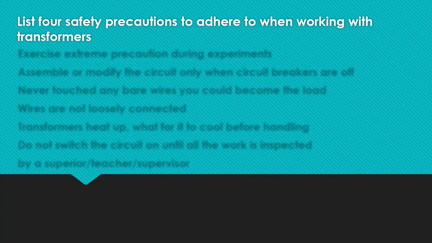List 4 safety precautions to adhere to when working with transformers. Exercise extreme precaution during experiments. Assemble or modify the circuits only when the circuit breakers are off. Never touch any of the bare wires, you could become the load. Wires are not loosely connected. Transformers heat up. Wait for it to cool before handling. Do not switch the circuit on until all the work is inspected by a supervisor, teacher, or a superior.